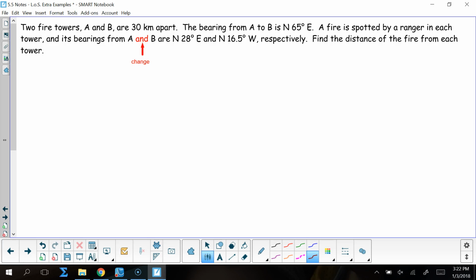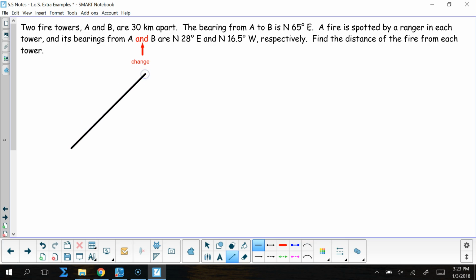This is now number 3 on the word problems chart. Two fire towers A and B are 30 kilometers apart. The bearing from A to B is north 65 degrees east. A fire is spotted by a ranger in each tower, and its bearing from A and B are north 28 degrees east and north 16.5 degrees west, respectively. Find the distance of the fire from each tower. Well, we first have to draw ourselves a little picture.